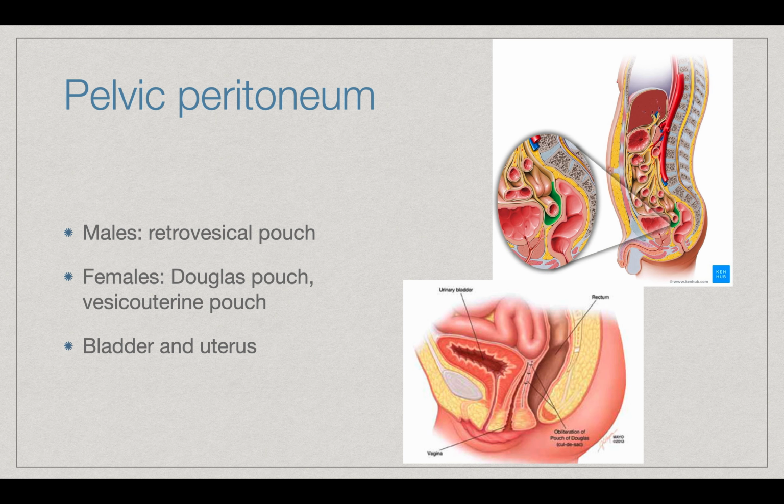So the pelvic peritoneum in males is going to be the retrovesical pouch, and in females is going to be the Douglas pouch or the vesicouterine pouch, and that will contain both the bladder and the uterus. While for the males, it's only that tiny little pouch in the back. It doesn't really contain anything.